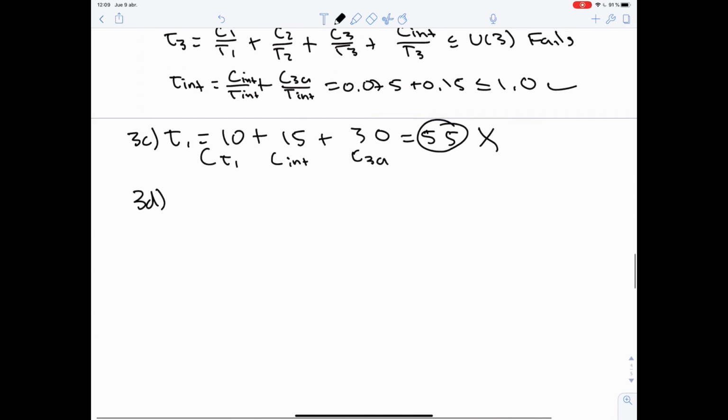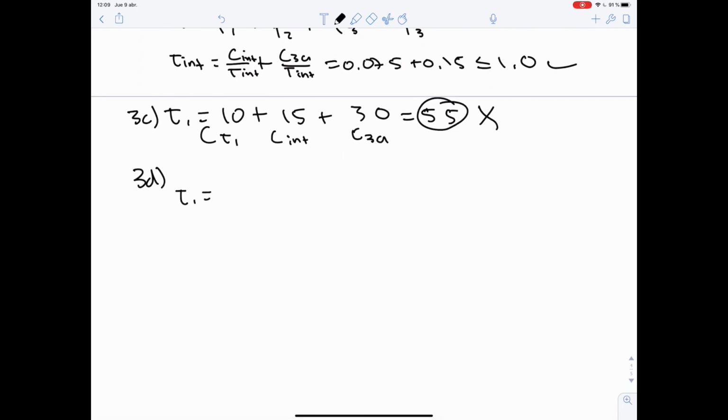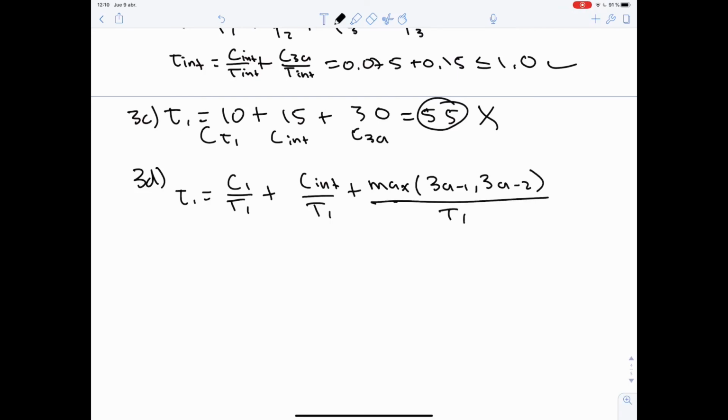So what we're going to have is the same as before. There are no tasks that have a smaller period than task 1. We have the interrupt, same as before. But now we're going to have the maximum between 3A1 and 3A2 over task 1. And this will be compared to the utilization bound of 1. And based on the maximum of these two, we will see if it is schedulable or not, or at least if it passes this particular test.